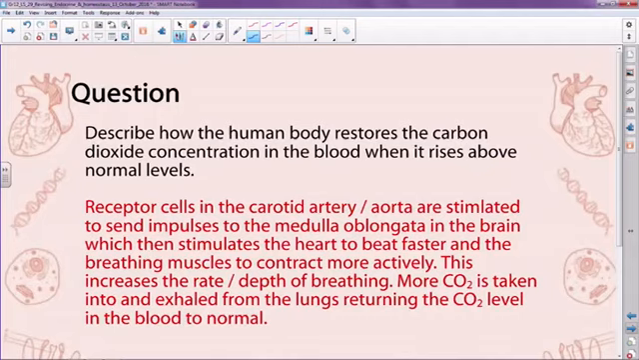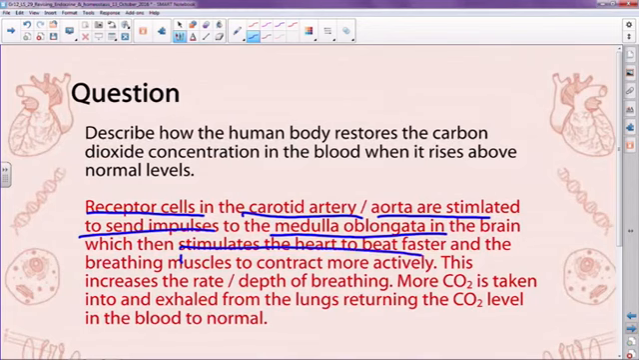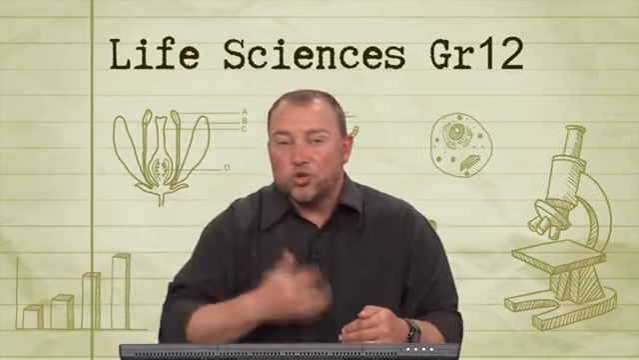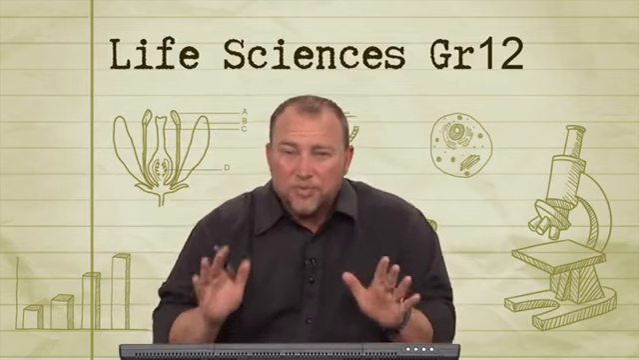First of all, let's go back down here. Receptor cells in the carotid artery, which is the aorta, are stimulated to send impulses to the medulla oblongata. Remember, that's in the brain. That's a part of the brain. The medulla oblongata in the brain. This stimulates the heart to beat faster. Why would it stimulate the heart to beat faster? Remember, if there's lots of carbon dioxide in the blood, we want to get rid of it as quick as possible. So we need to take all the blood to the lungs. That's what we want to do, as quick as possible.